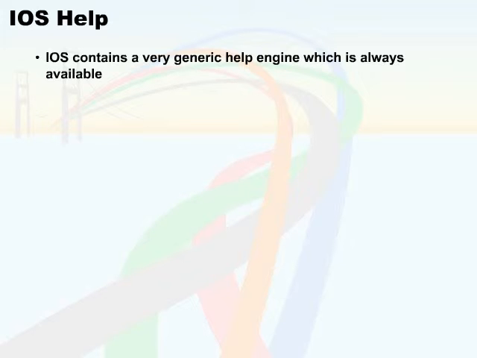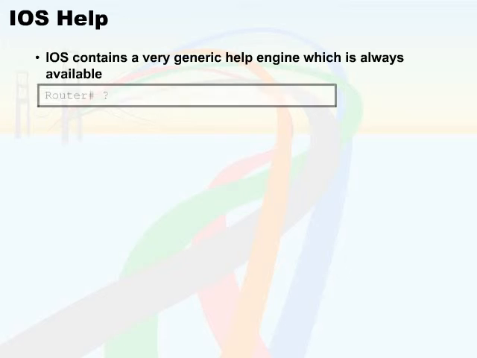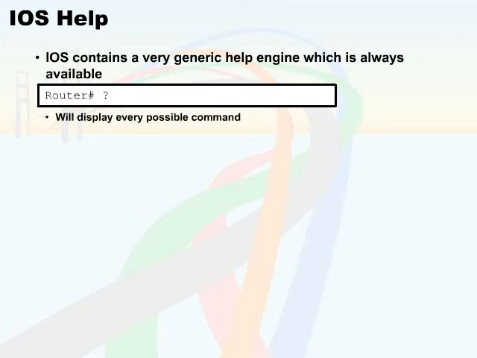At any of the prompts, regardless of what context you're in, inside the iOS interface, you're allowed to use the question mark for help. Now, it doesn't require a return. All you have to do is hit the question mark. This will display every possible command that you can execute. So if you want to see if the commands are available in a certain context, of course you can do that.